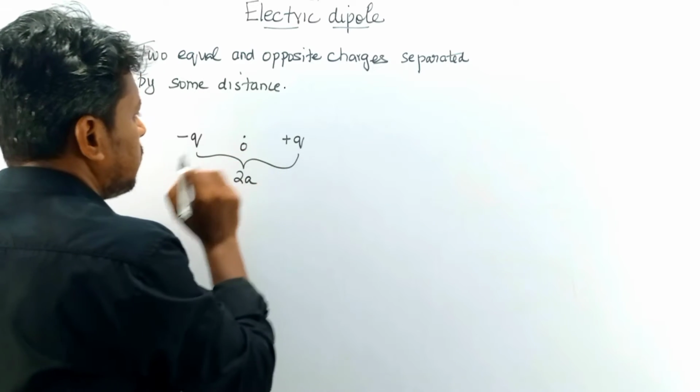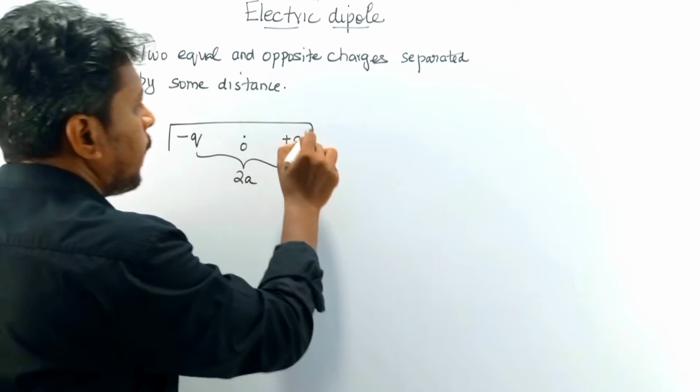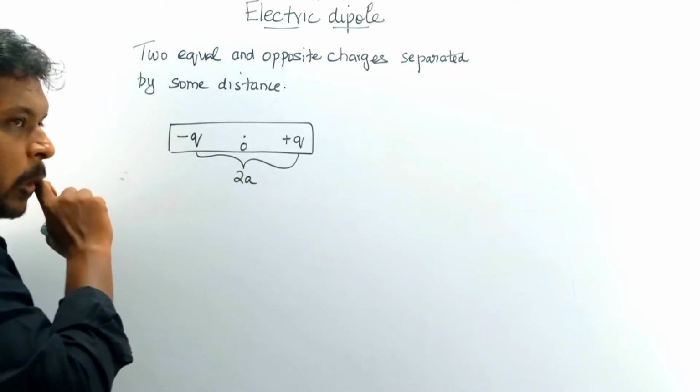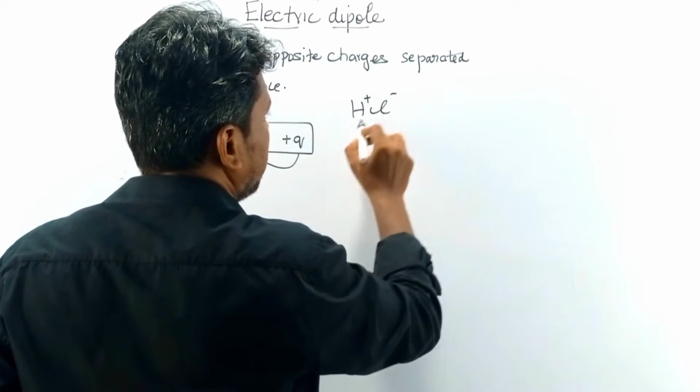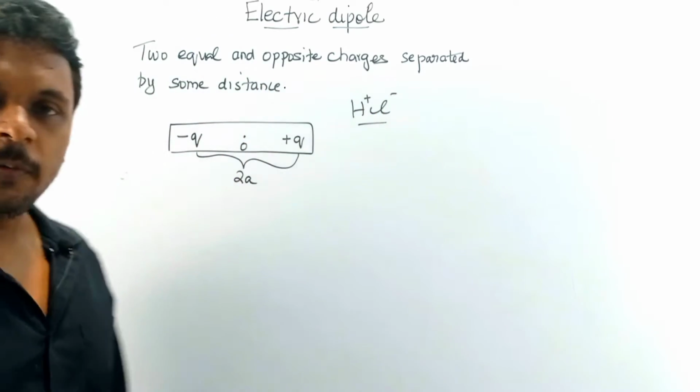This is the center of the dipole. Okay, this is a dipole. For example, in HCl, we see H plus and Cl minus. This constitutes a dipole.